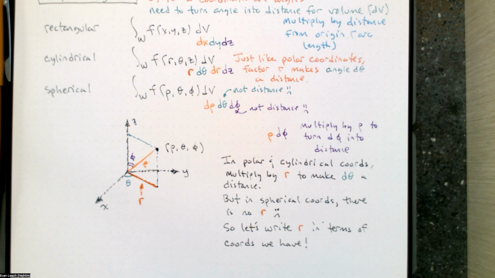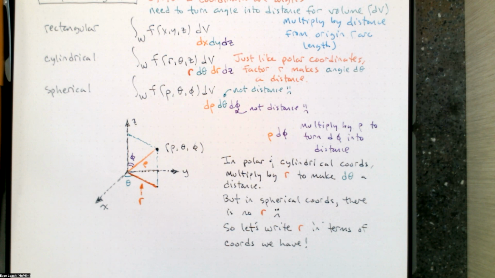d rho, d theta, and d phi is only part of dV, a volume. It doesn't make a volume because d phi and d theta are not distances. So we're not getting volume. We turn an angle into a distance by saying, how far are we from where the angle is? Look at that corner of the angle. How far are we from that?